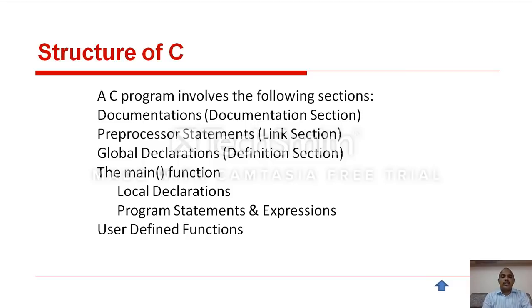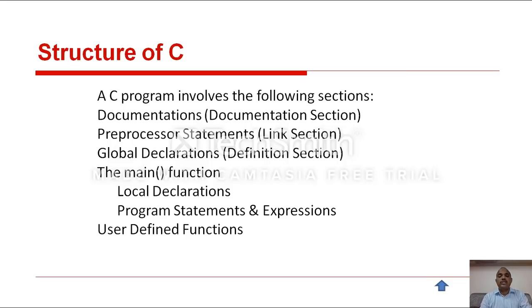So local declarations. Then what are the properties we require? What are the variables we want to define? That is called the local declaration section. Then the next one is the program statements and expressions. That is called the executable section. What are the executable statements? All input output statements like scanf, printf, etc. Then all mathematical expressions, all logical expressions, all other statements, then loop statements, if statements, etc. All are under the executable section, that is called program statements or expressions.